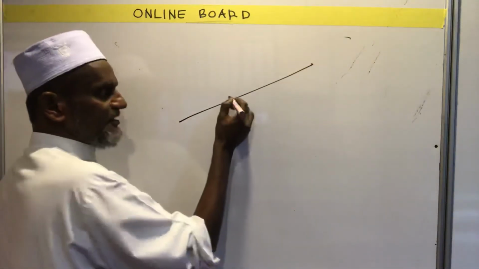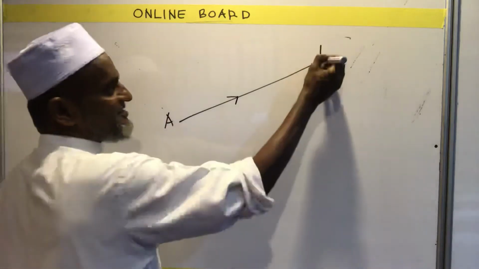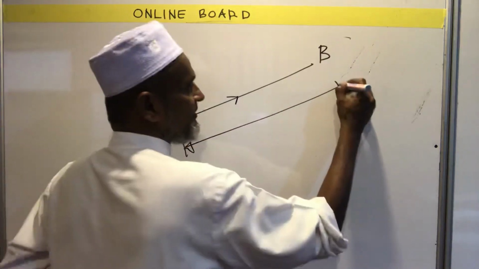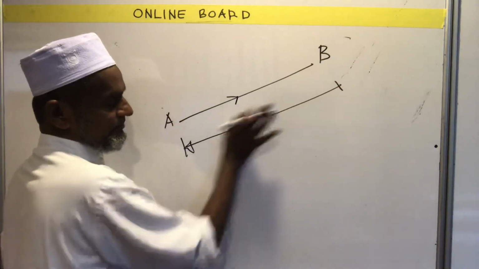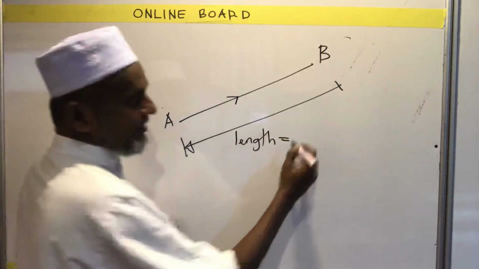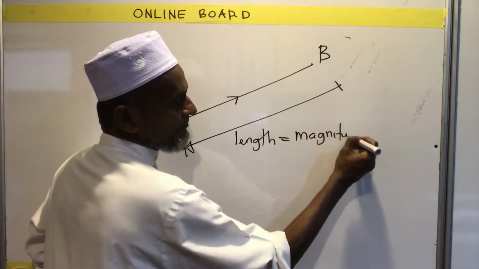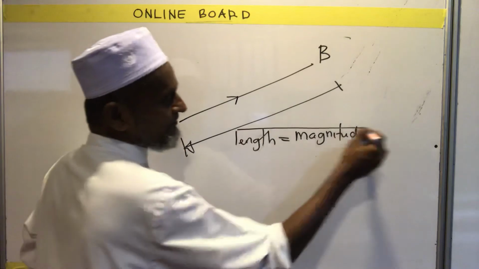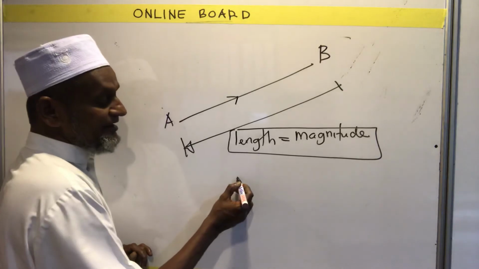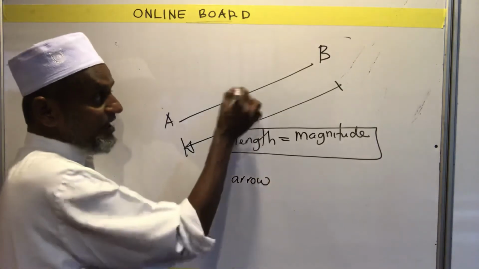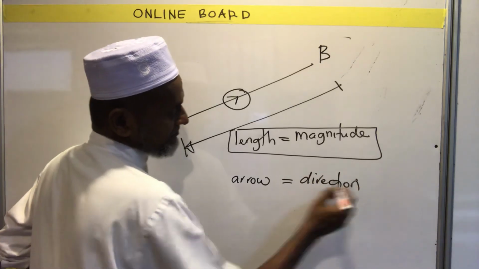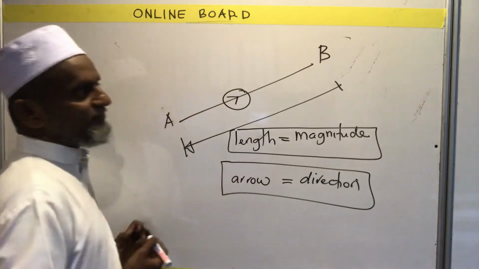So since a vector can be represented by a straight line with an arrow, the length of the line is equal to the magnitude of the vector. And this arrow is the direction of the vector. So the arrow shows the direction of the vector.